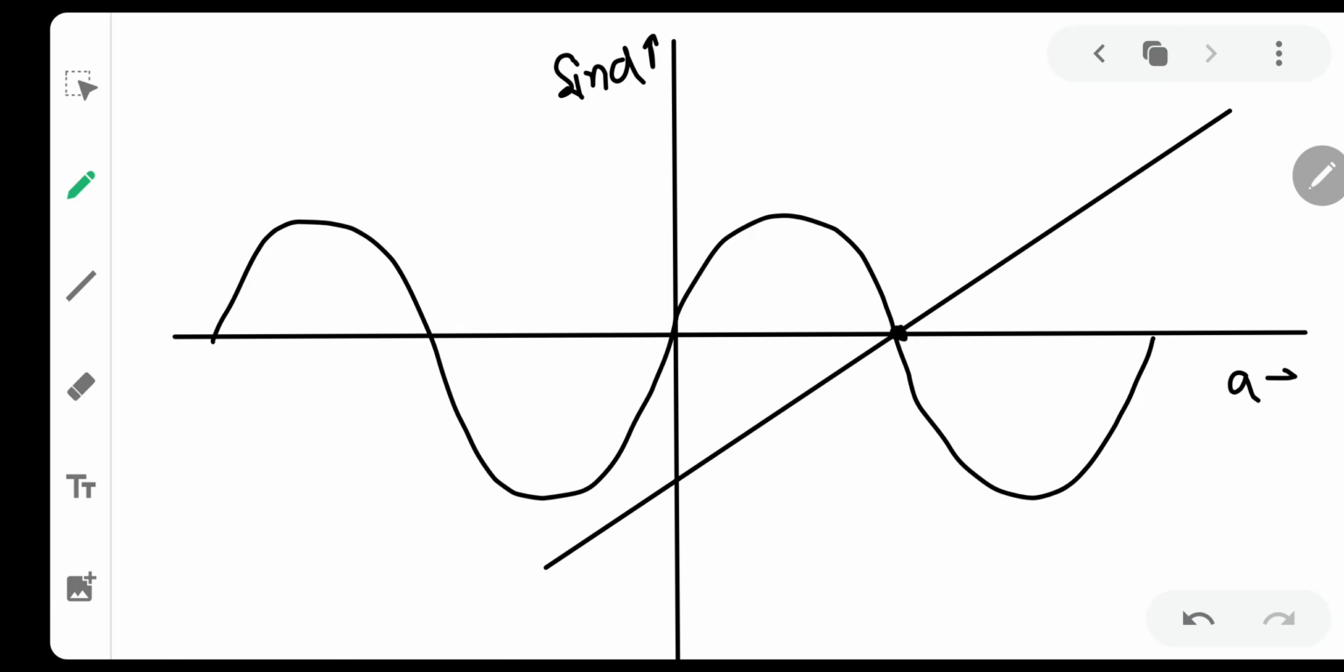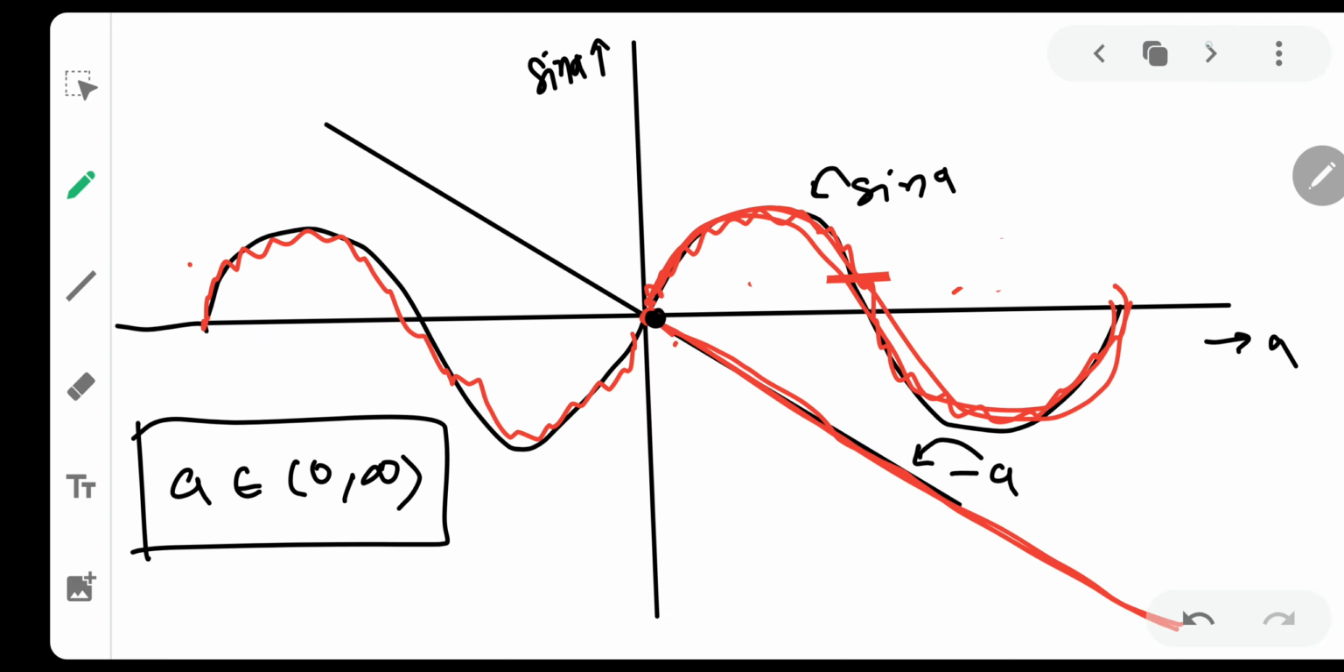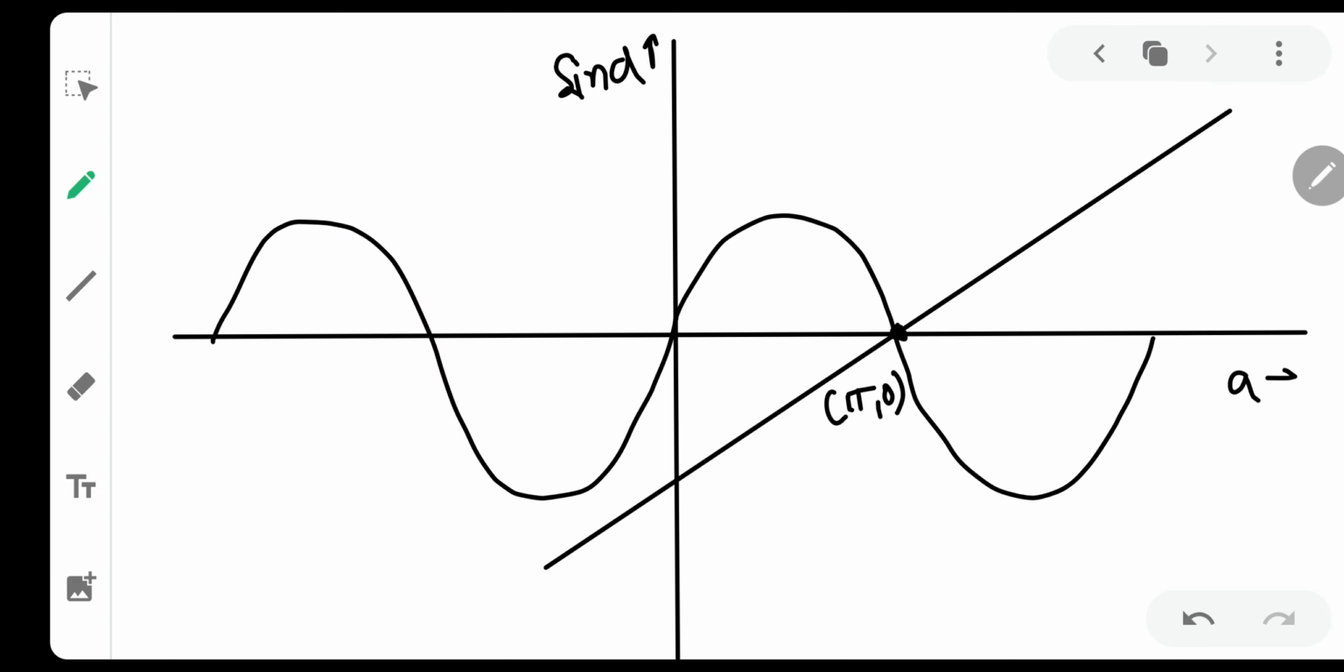And this particular point is (pi, 0), the point of intersection. Okay, let us check our inequality. Our inequality says sin A should be greater than A minus pi. So you need to check the portion of the graph where sin A is above the line. As you can see over here, in this particular part, sin A is below the line. So that is not the answer.